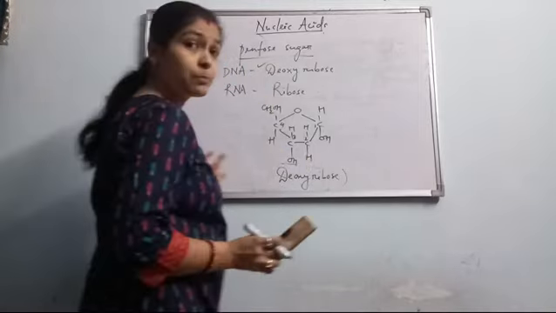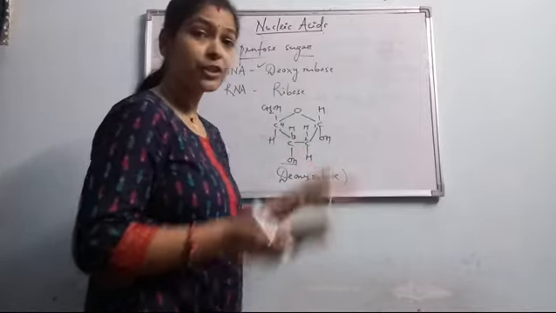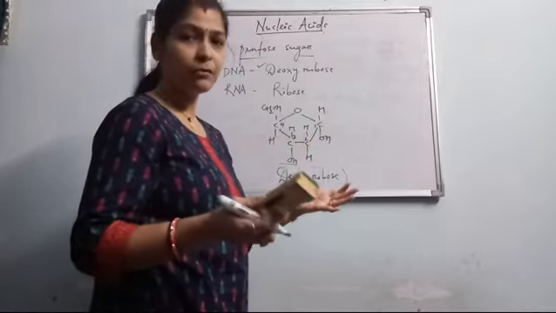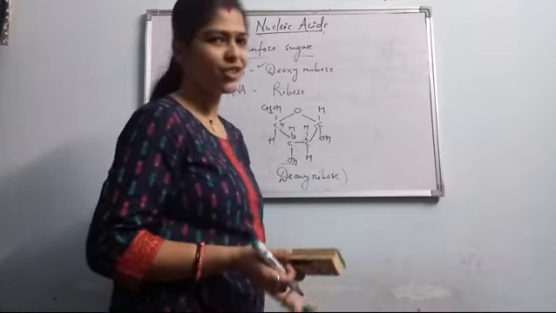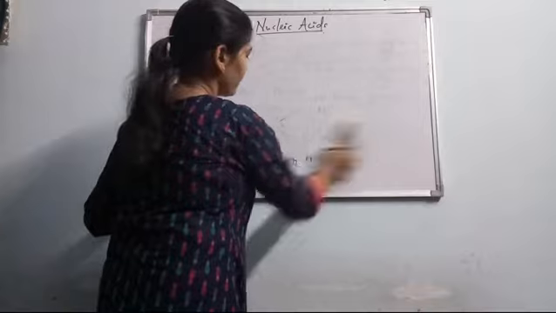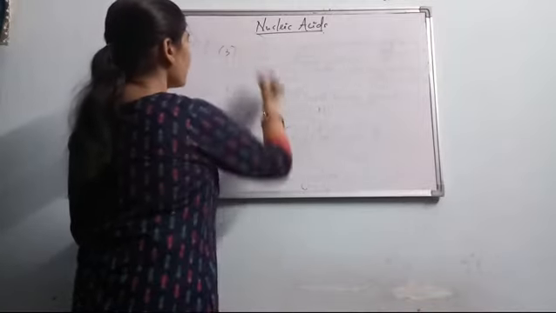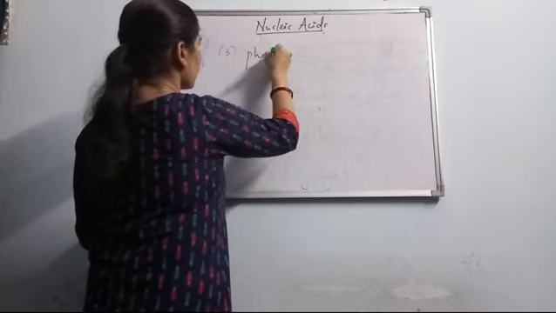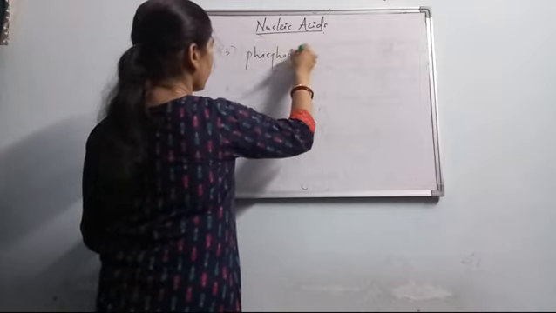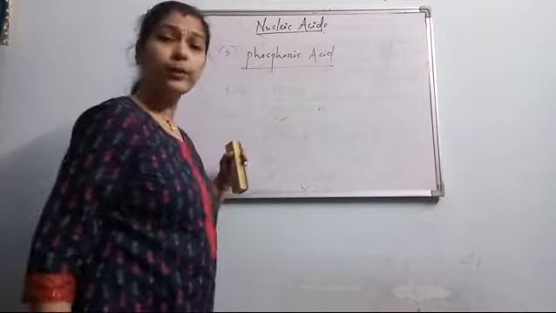So let's discuss the third component of a nucleotide. Then we will form a single nucleotide structure. Then we will link one nucleotide with another by phosphodiester linkage to form a polynucleotide chain. So the third component, phosphoric acid. Phosphoric acid is the third component.